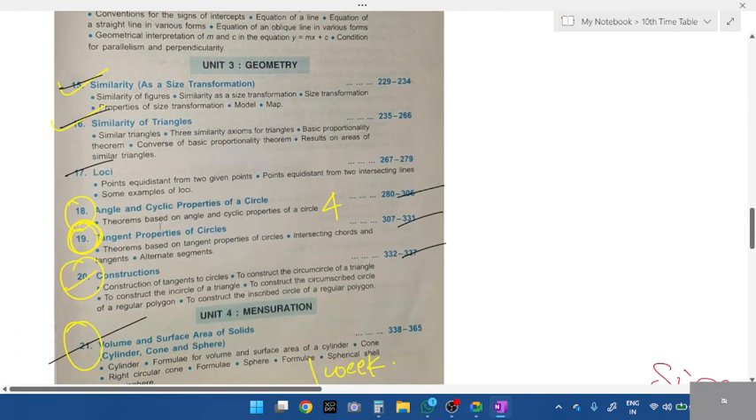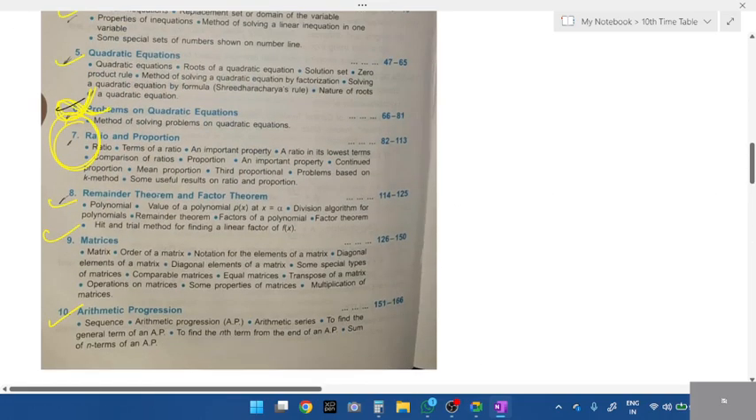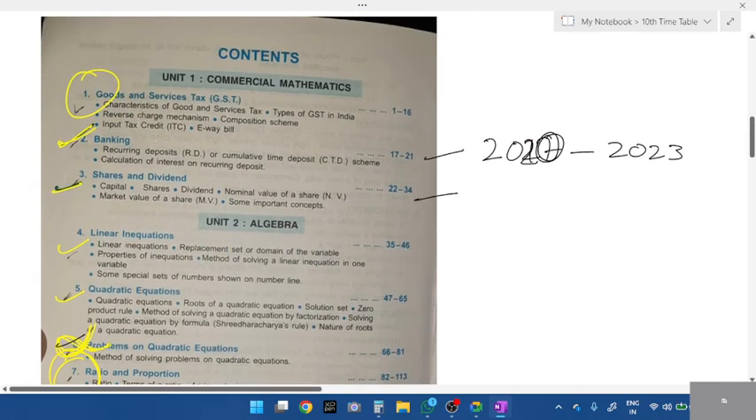Okay, here the important concepts are tangent, construction. Apart from this, here everything is done. Just ignore this word quadratic equation. Just ignore the chapter. Ratio, you all revise that, students. Apart from ratio, all the other things I've completed.